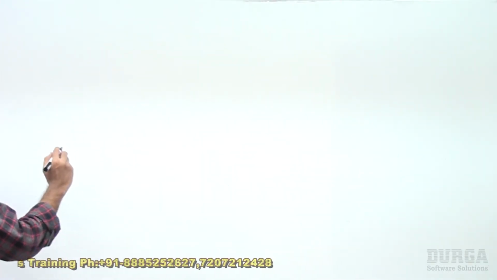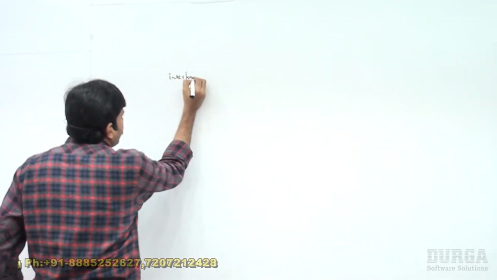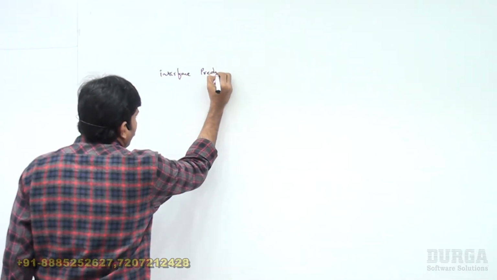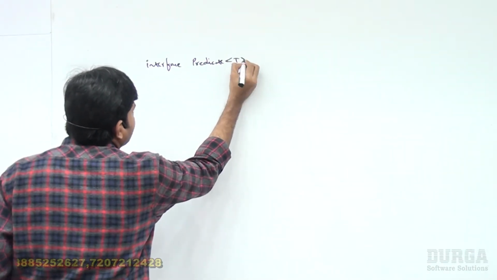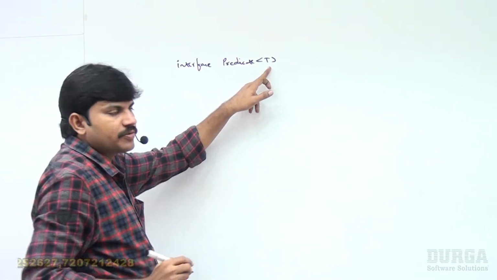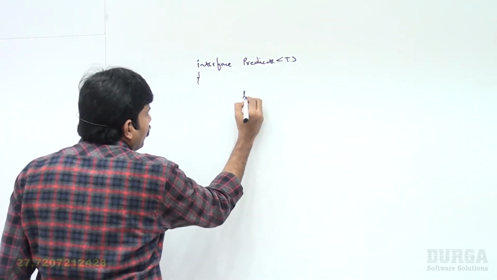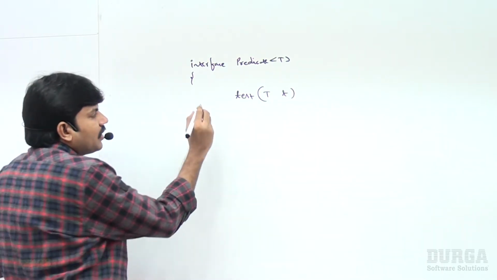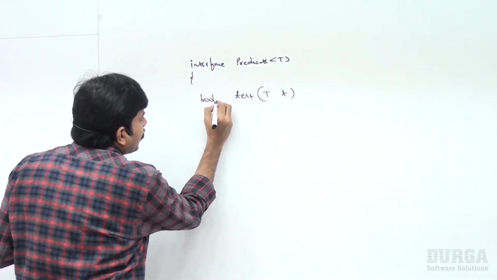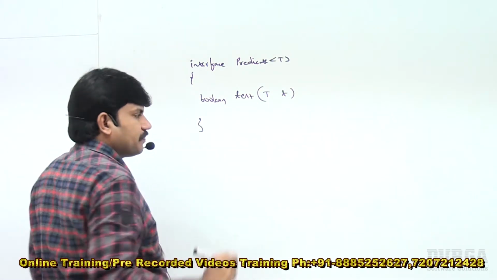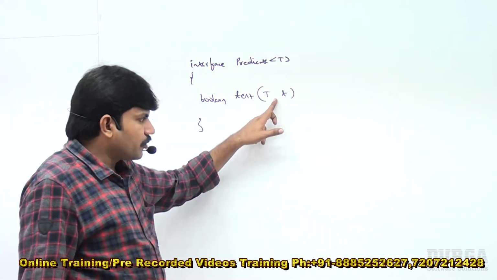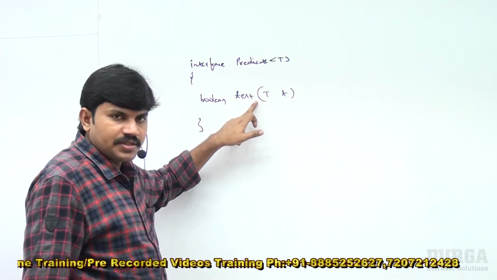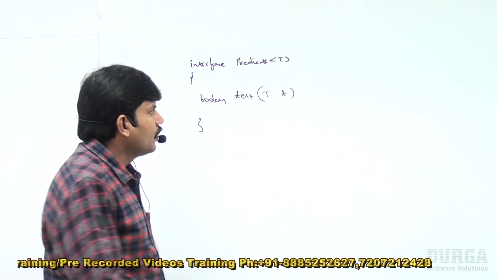In interface Predicate, it compulsorily takes some argument type, the input argument type. It contains the test method. And the return type is always Boolean type. It will take some input type, apply some test condition, and return Boolean.